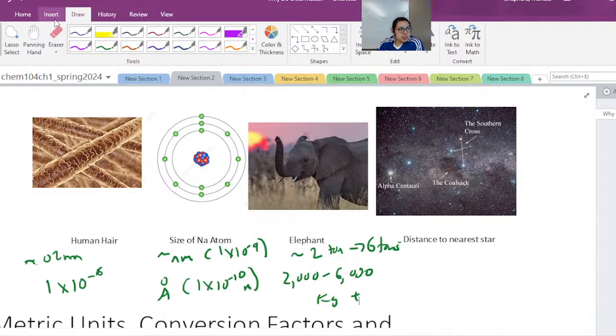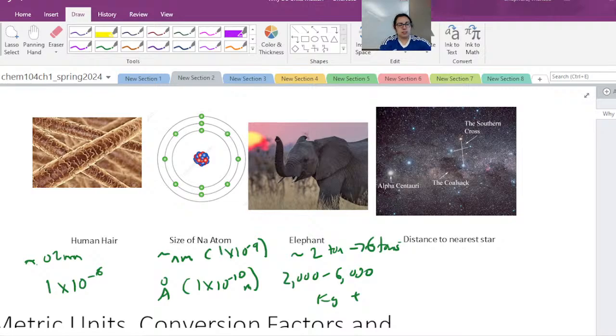And then what about distance to the nearest star? Is it times 1,000 kilograms? Are we counting? A ton is 2,000. Oh, yeah, I don't quite have it. I just put some rough estimates on there.